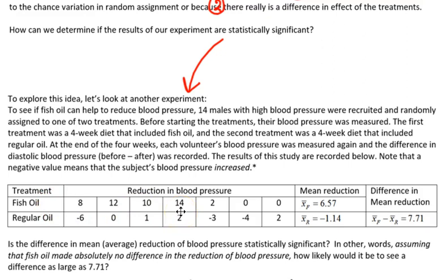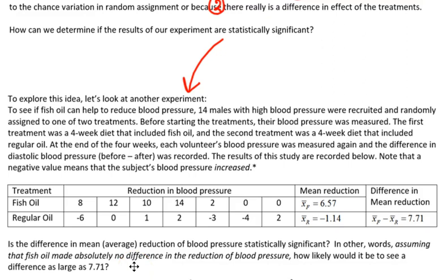The fish oil group showed an average reduction in blood pressure of 6.57, mean meaning average. The regular oil group showed an average increase, really, of 1.14. So the difference in mean reduction of blood pressure between the fish oil group and the regular group is, we say x-bar, which is the symbol for mean or average, the average of the fish oil group minus the average of the regular group equals 7.71. So the question: is the difference in mean reduction of blood pressure statistically significant? In other words, assuming that fish oil made absolutely no difference in the reduction of blood pressure, how likely would it be to see a difference as large as 7.71?